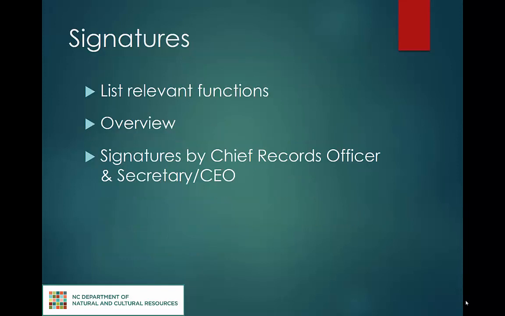We anticipate that each state agency will work with its records analyst to determine which of the 16 primary functions are relevant for that agency. We intend to generate a list of relevant functions and provide a mechanism for both the Department of Natural and Cultural Resources and the custodial agency to sign their approval on this functional schedule. This document will also include a records management overview.